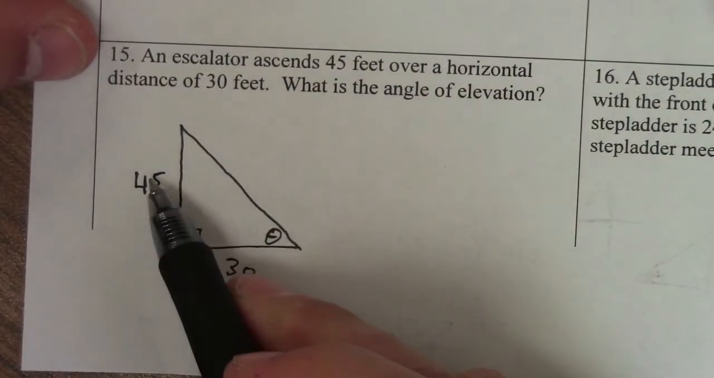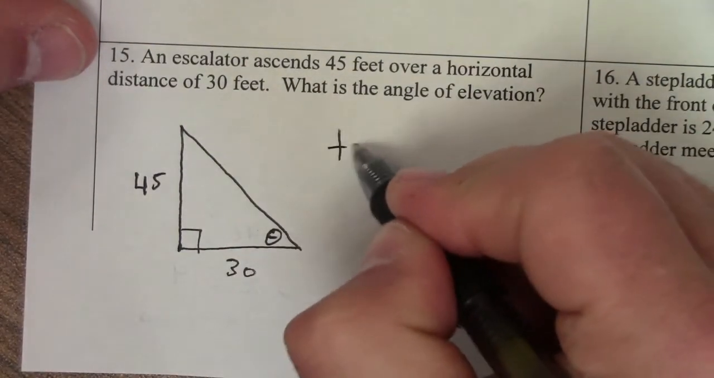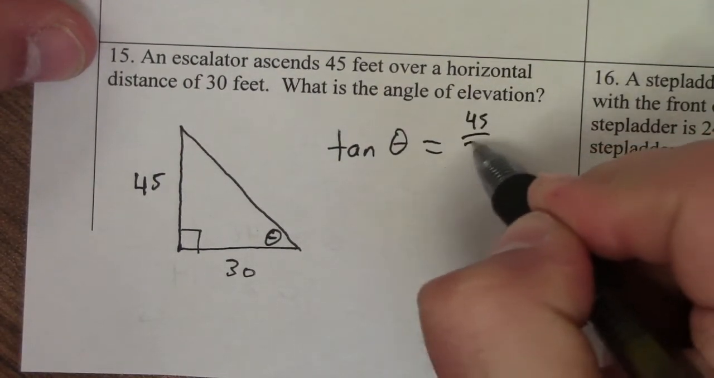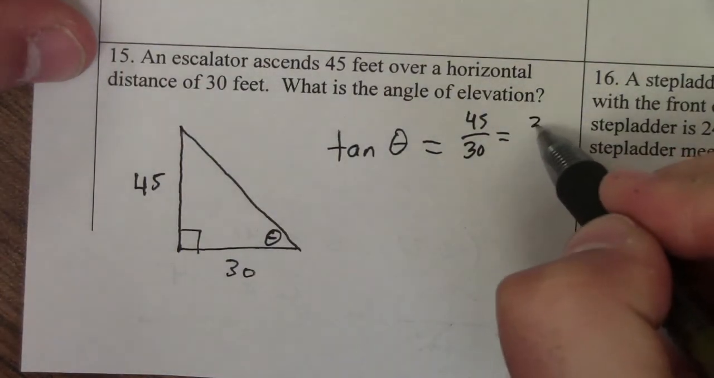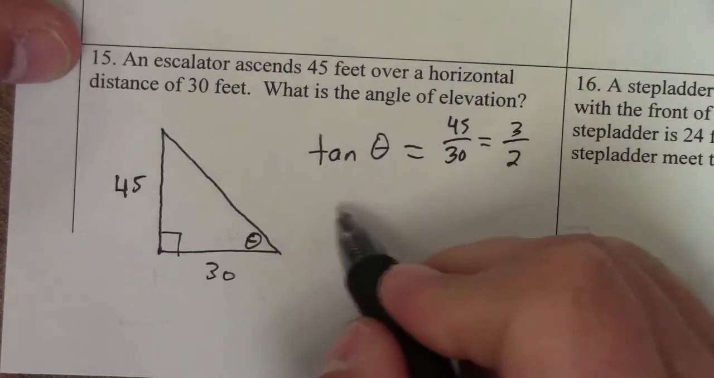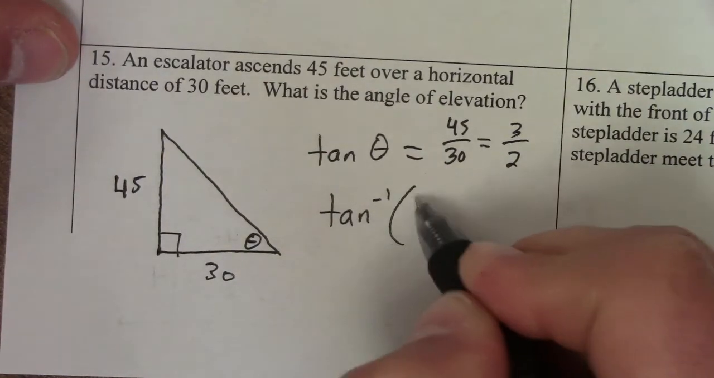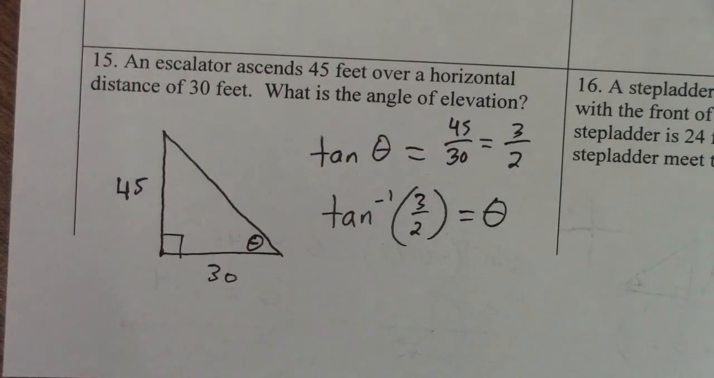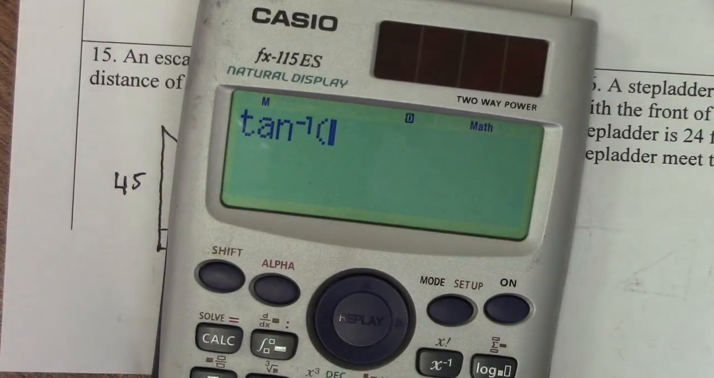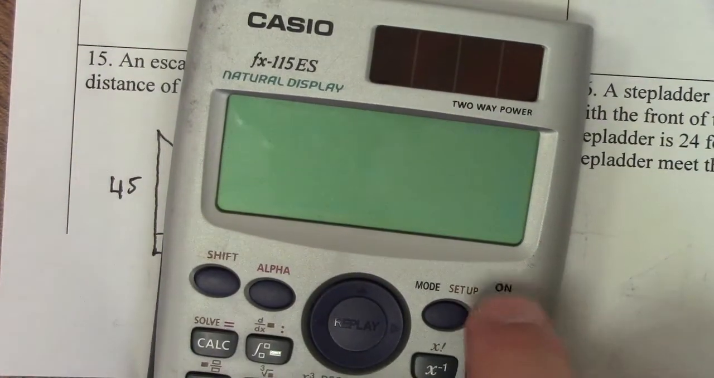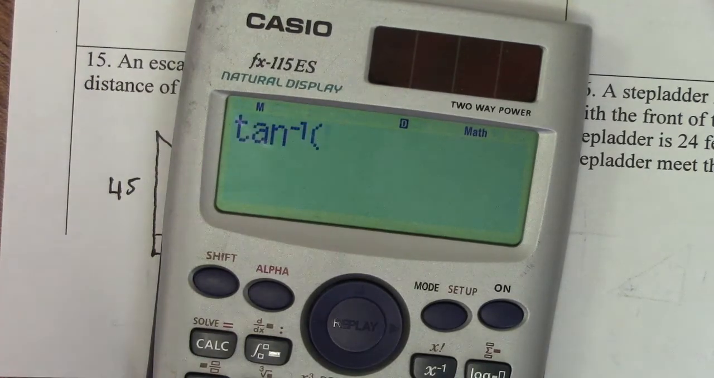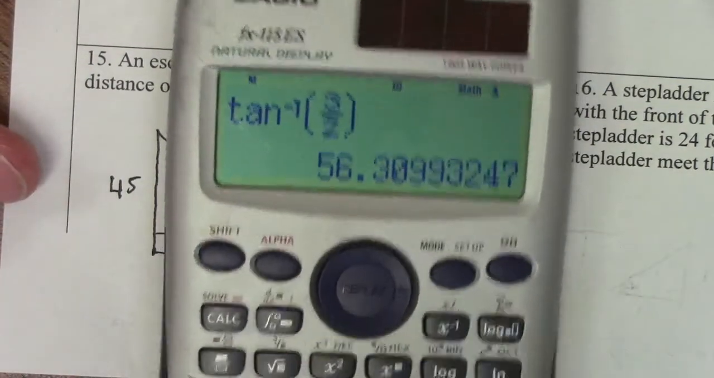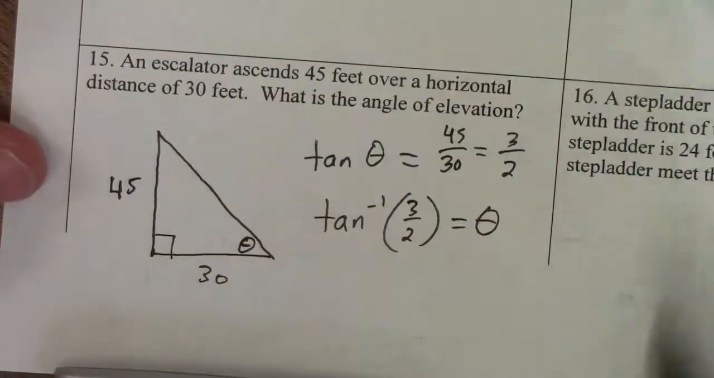So since we're dealing with the opposite and adjacent side, we know that tangent theta has to equal 45 over 30, which we can reduce to 3 over 2. To do this on the calculator, we evaluate inverse tangent of 3 over 2, and that will give us the value of theta. So inverse tangent, which you can get by pushing shift and then tangent, and 3 over 2. Turns out that angle is about 56.3 degrees.